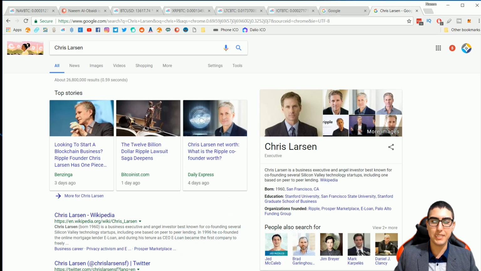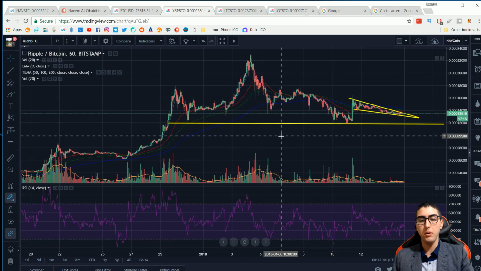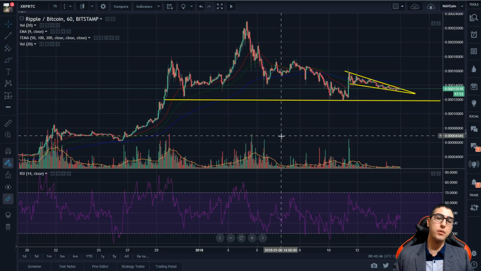Chris Larsen is a business executive and angel investor best known for co-founding several Silicon Valley technology startups, including one based on peer-to-peer lending. And that right there is Ripple. So he worked directly with Chris. He said Chris was an awesome guy and had a great vision for Ripple, and then eventually they did a restructuring and he wasn't a developer there anymore.